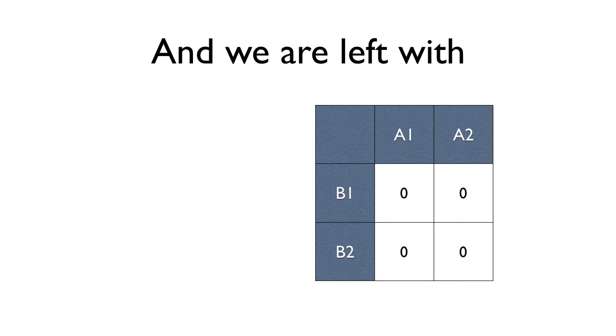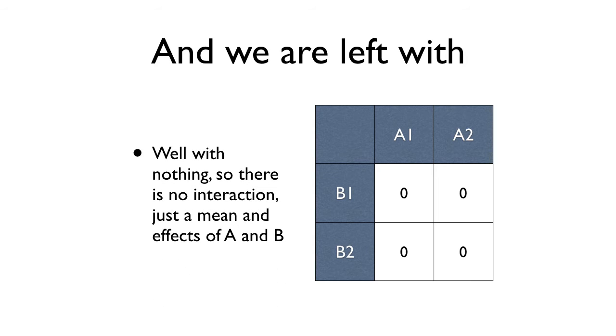We're left with absolutely nothing. That is telling us now there's no interaction, because if there was an interaction left, these would be non-zero. So there's just a mean and effects of A and B. There is no interaction effect. Now this is all hypothetical, obviously. But hopefully this illustrates the idea that you'd have, in this case, no interaction.